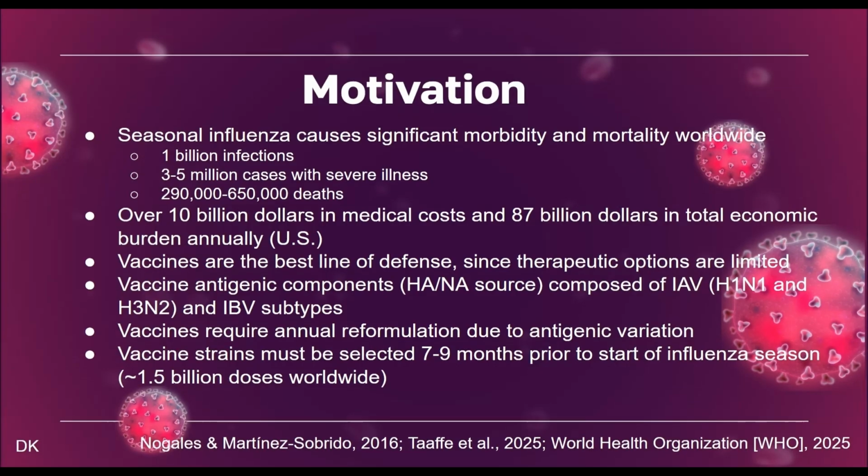The other drawback is that vaccine strains must be selected well in advance of the start of the influenza season, up to 7 to 9 months prior to that season, due to the fact that we have to produce many doses associated with the vaccine, currently at about 1.5 billion doses worldwide.